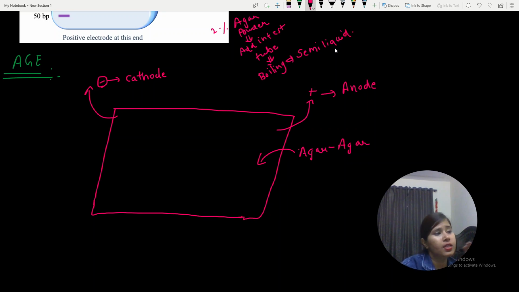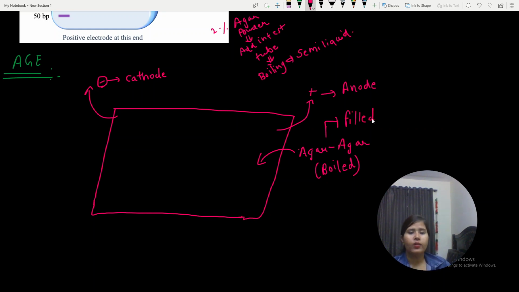Now this semi-liquid form from the test tube, you are adding inside this vessel. So the boiled agar we are going to add here, right? As it is boiled agar, it will occupy the space inside the box. So the complete box is filled with agar.